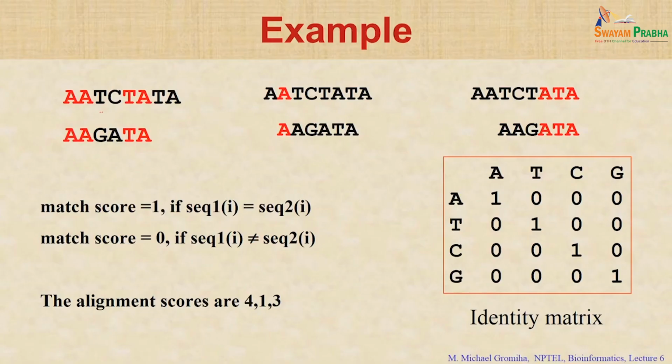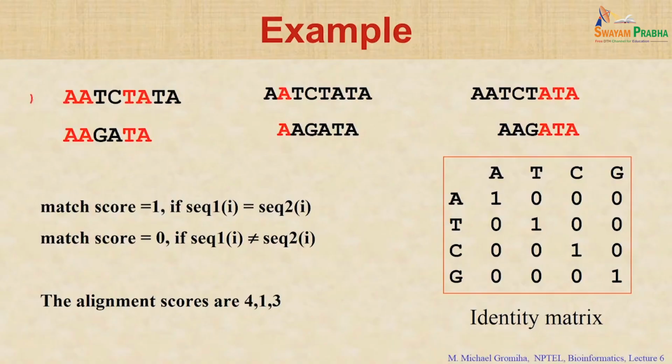Here I show an example. The same sequence I give: AAT, CTA, TA. This is the second one: AA, GA, TA. If I want to align these two sequences without introducing any gaps, how many ways can we align? Three ways, because I do not want to introduce any gaps. The first sequence I put here, and the second sequence I put at the leftmost side, here in the middle, and here on the right side.